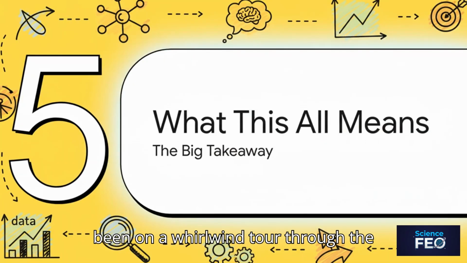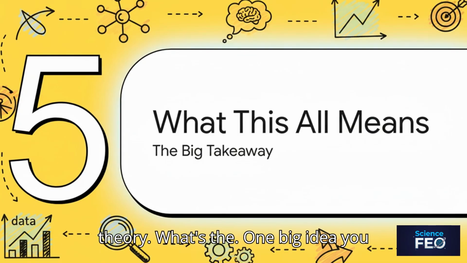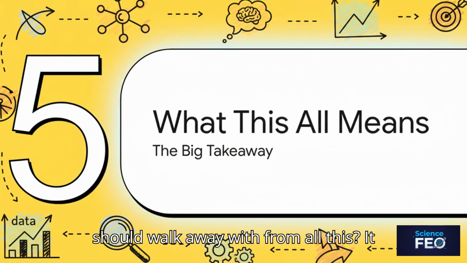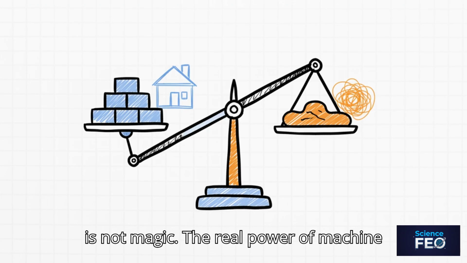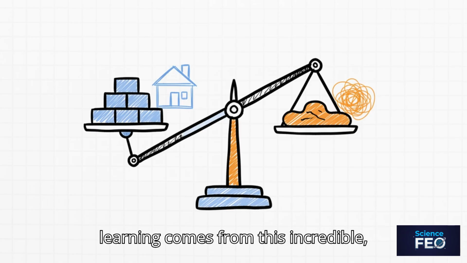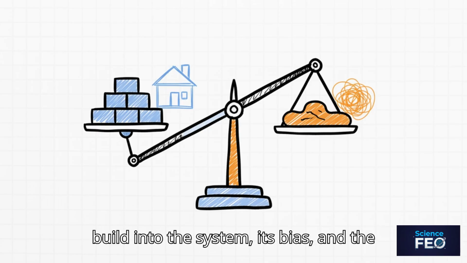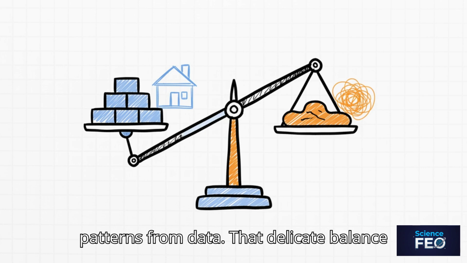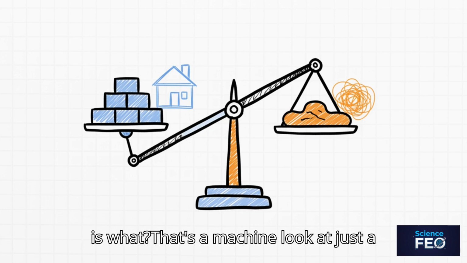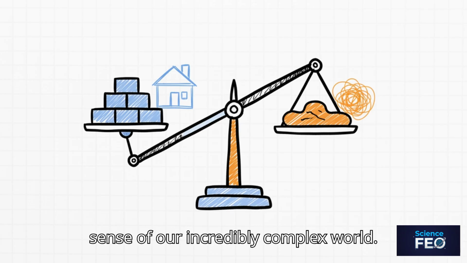Okay, so we've just been on a whirlwind tour through the absolute bedrock of machine learning theory. What's the one big idea you should walk away with from all this? It is not magic. The real power of machine learning comes from this incredible, carefully engineered balancing act. It's a trade-off between the assumptions we build into the system, its bias, and the flexibility we give it to discover new patterns from data. That delicate balance is what lets a machine look at just a limited set of examples and start to make sense of our incredibly complex world.